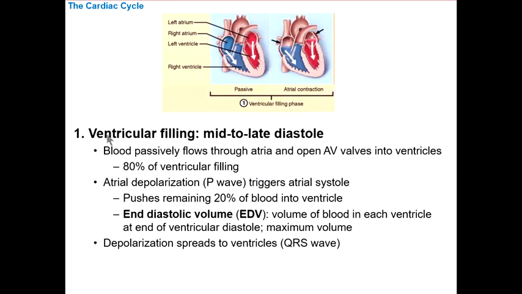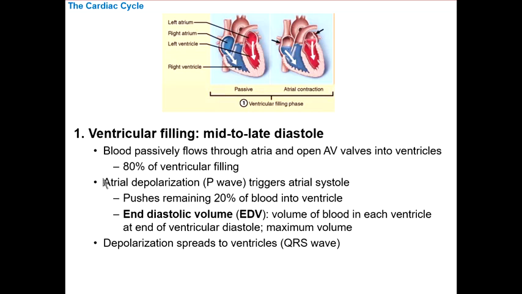Step number 1, ventricular filling. This is mid to late diastole of the ventricle. So you can see here blood is flowing into the ventricle. So this is happening on both sides simultaneously. This happens passively. Blood just flows from atrium to ventricle, and 80% of the ventricle's filling is passive.